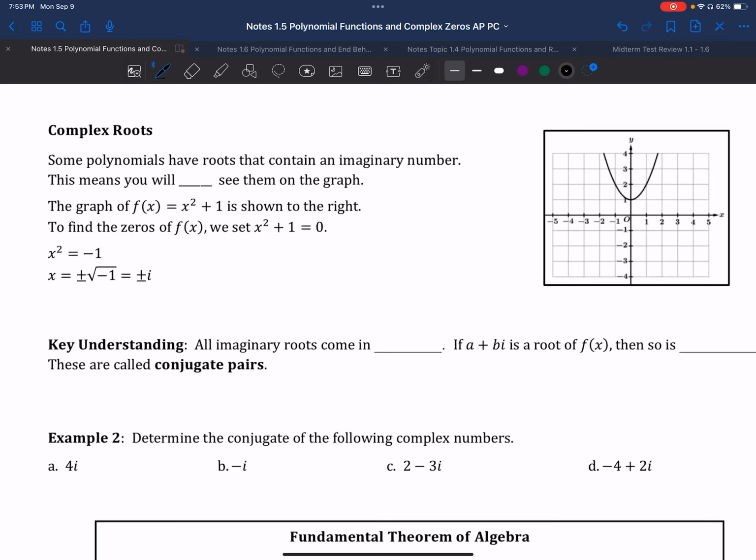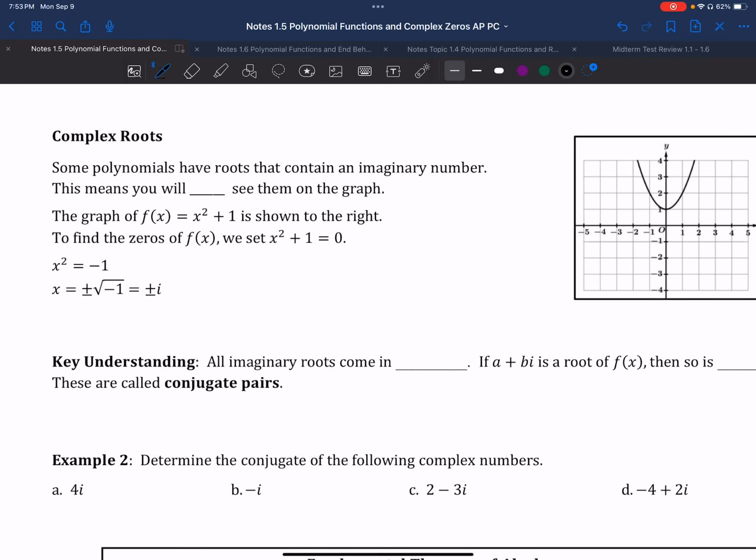Okay, let's look at the next page. This part is going to be talking about complex roots. So some polynomials will have roots that contain an imaginary number. So this means that you will not see them in the graph. This is an example of the graph f of x equals x squared plus 1. You can see it on the right side.